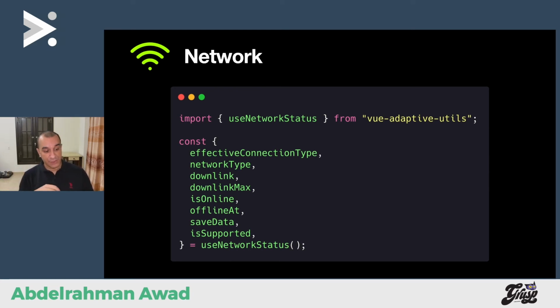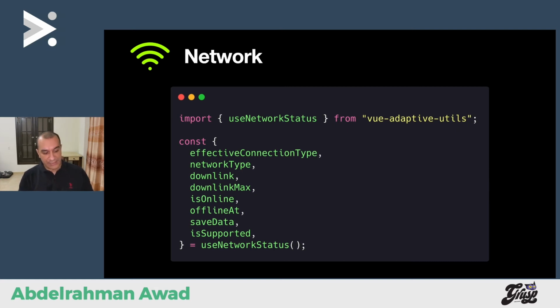We also have an estimation for the downlink and downlink max, which is the actual megabits per second, I think, that the user can handle. We also have is online, which tells you if the user is online or not. We also have offline at, which tells you when is the last time the user went offline. It's a timestamp. Can be useful if you want to display some counters, and maybe you can watch it if it changes, so you can count how many times they went offline. Maybe you can tell how stable their connection is based on this value.